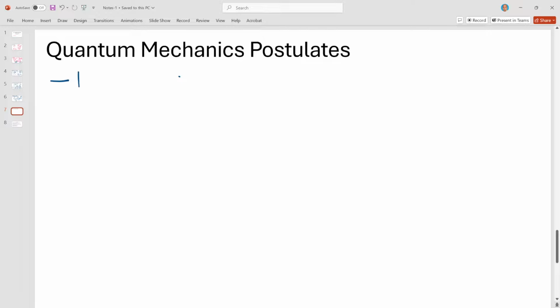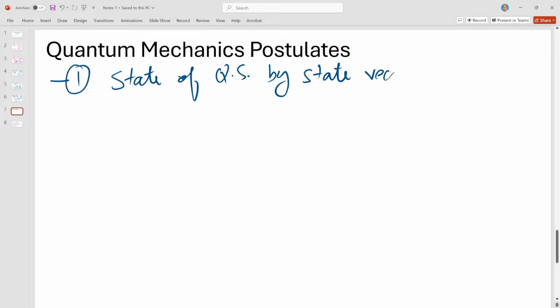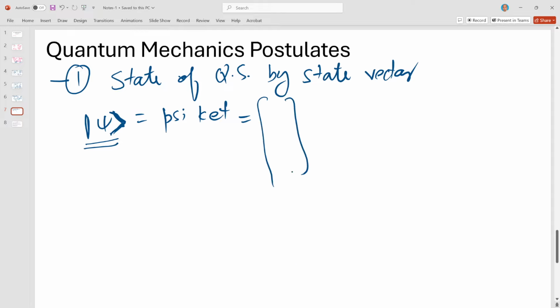So postulate number one is this, that the state of the quantum system is given by a state vector. Let's say I call it psi, and we read it as psi ket. You can think of this as just a notation representing the quantum state, and whenever we write this, we also have to remember that it's a column vector. So we will represent the state as a column vector, and whenever this symbol is there, we will read it as ket, and this is the column vector.